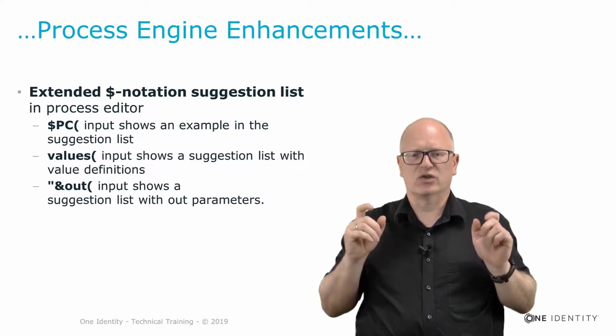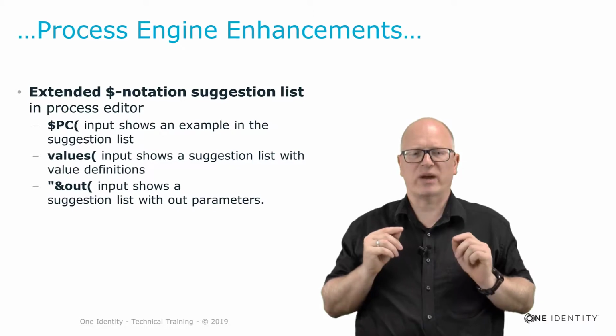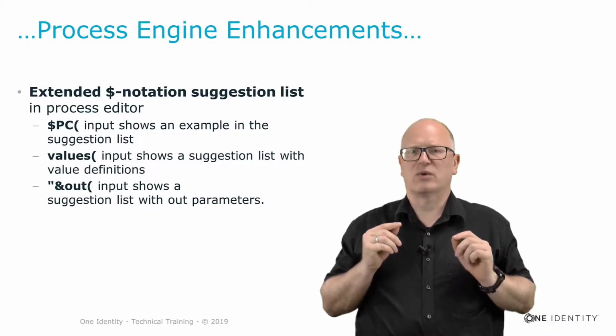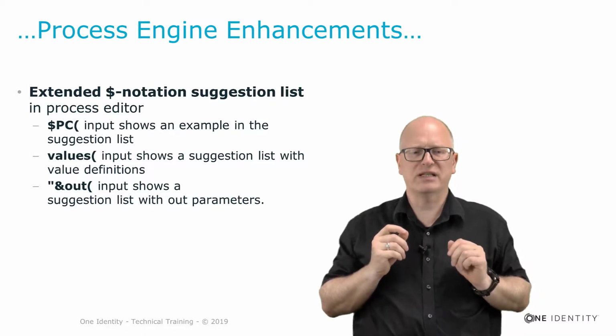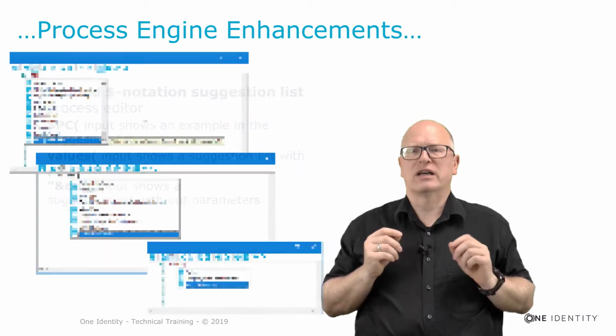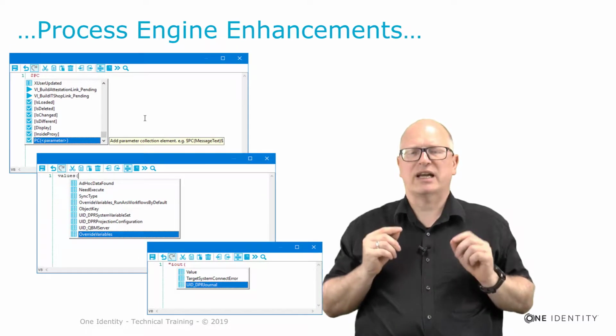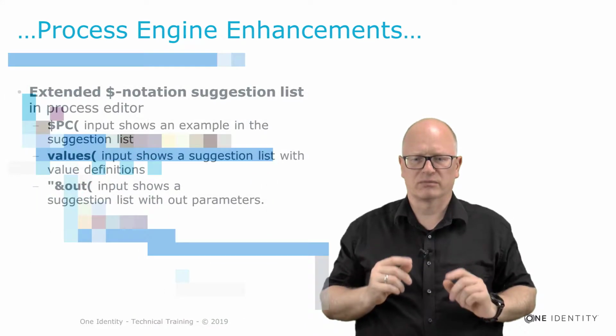That means the suggestions are now as well available in the process editor in a way that for all of these wonderful special dollar notation parameters like $PC for a property collection or values or out parameters, you can get suggestions which make the development much easier than before.